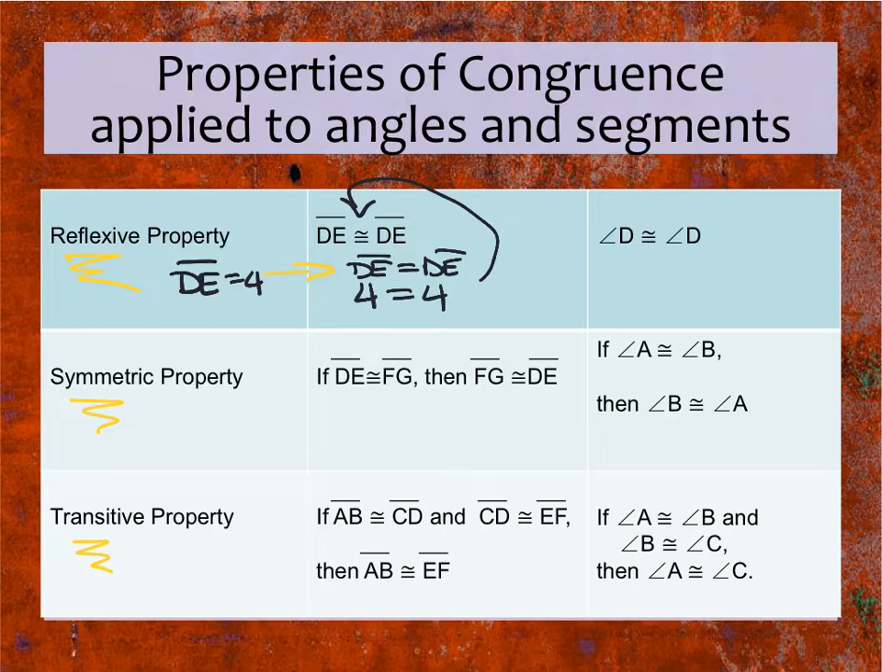Okay, so again, same 3 properties we saw yesterday. Reflexive property is like your reflection in the mirror. It's the same thing equals the same thing. Symmetric is like the line of symmetry. And again, the order is mixed up. Then the transitive needs 3 pieces. Again, it's like your law of syllogism. These CDs would cancel out, and then you can go to the conclusion that AB is congruent to EF. And you can apply the same thing to angles.